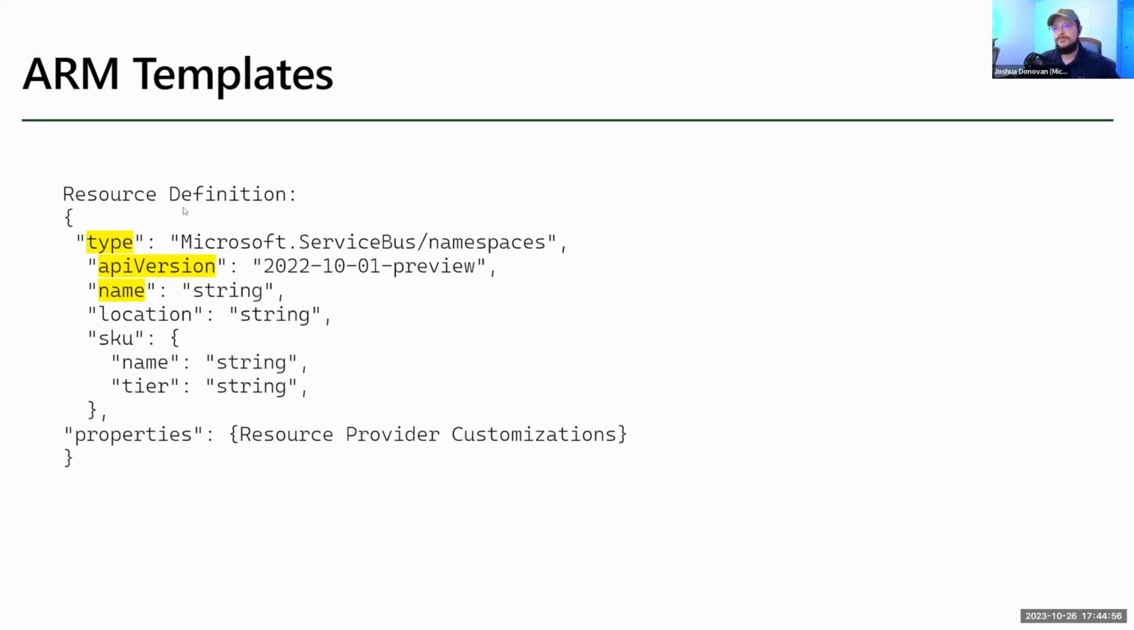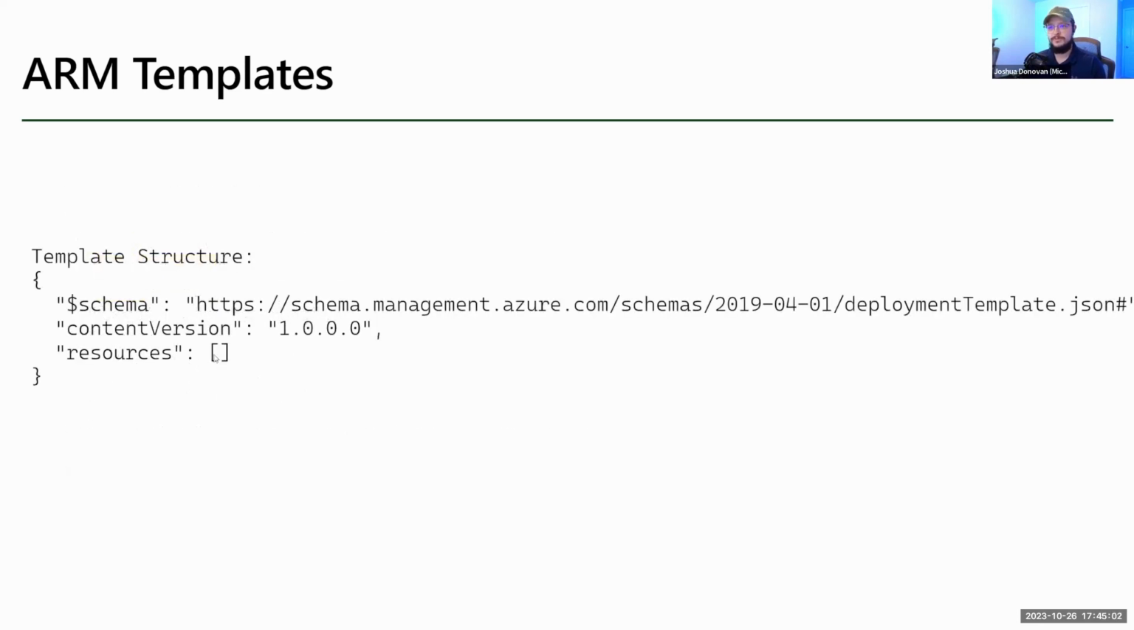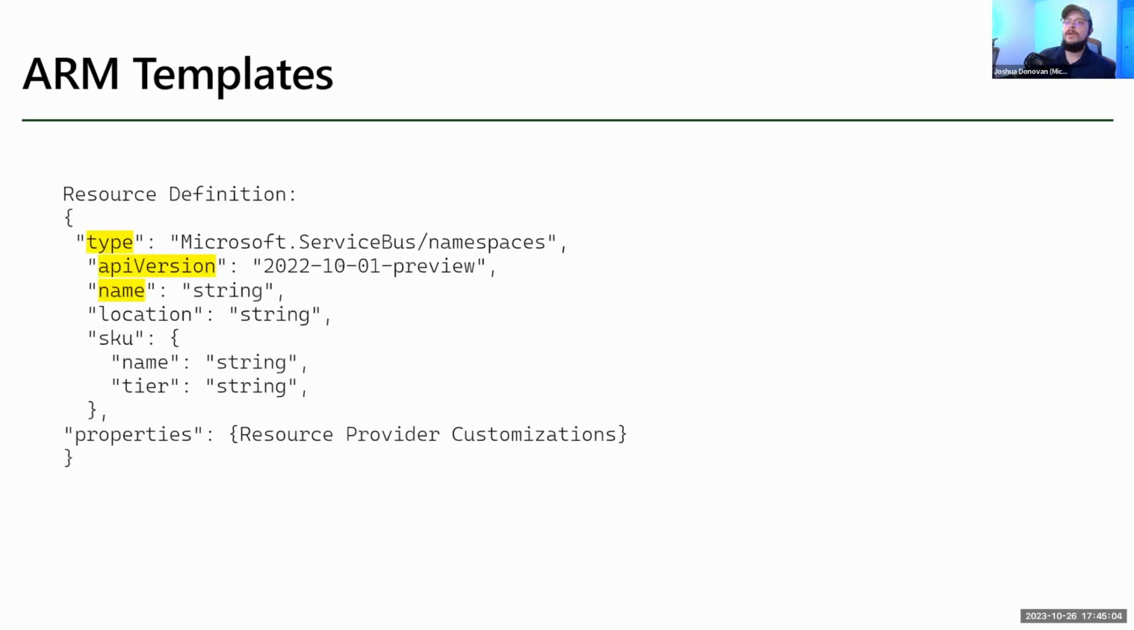So this resource definition would go inside of that array from the previous screen. We would put that resource definition inside of the resources array. And we have three items that are always present inside of a resource. These are required for a resource to exist inside of Azure, and that is the type, which in this case is Microsoft.ServiceBus namespaces. It is the API version. So this is going to be that resource provider API version that we were talking about earlier when we were looking at the APIs. And then the name.